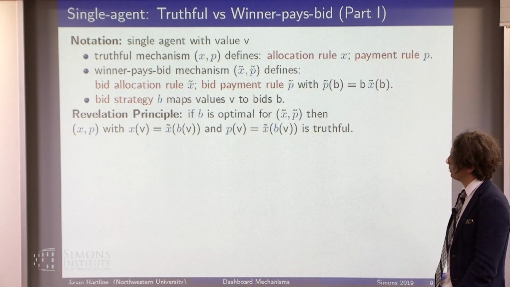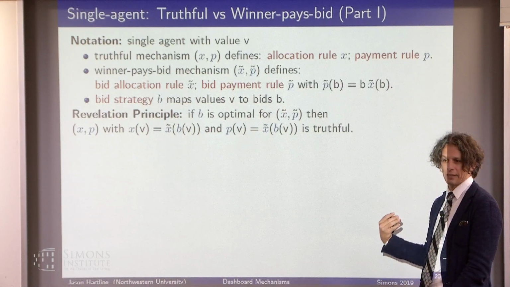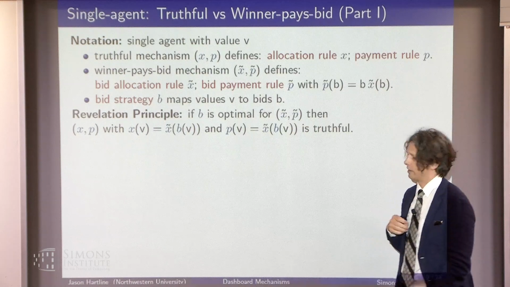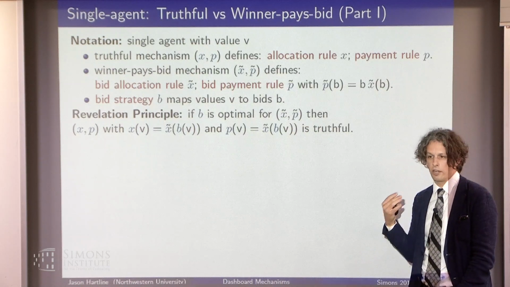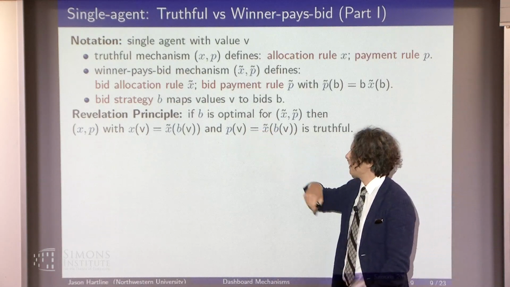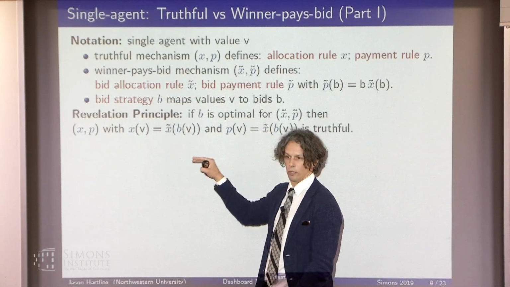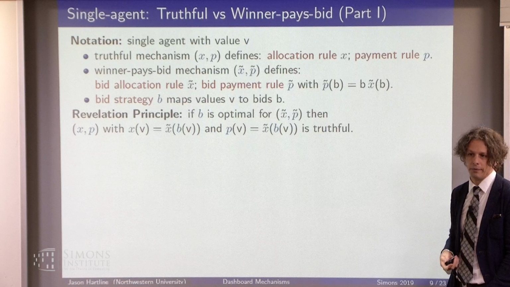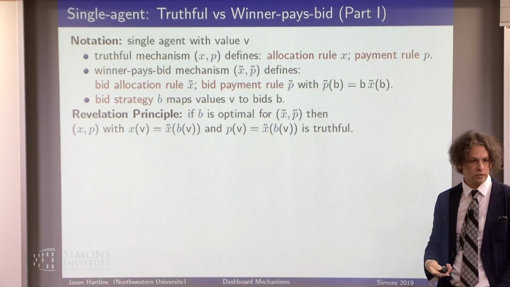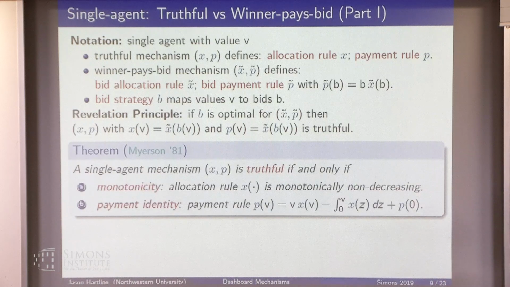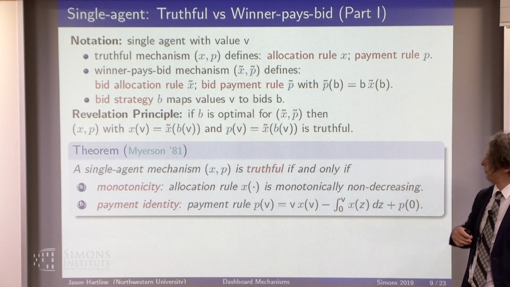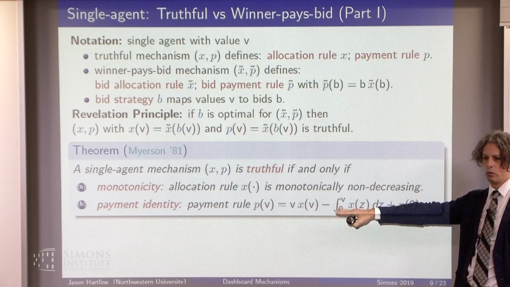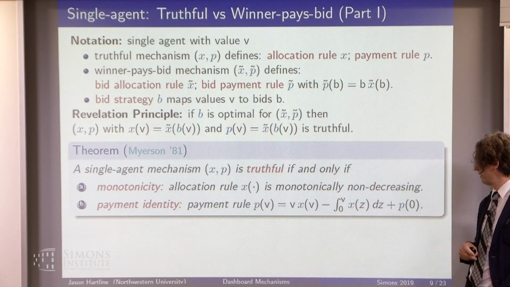And then the revelation principle is pretty nice. It tells me that if I understand truthful mechanisms, I also understand winner-pays-bid mechanisms, because this x tilde, p tilde can only be a non-truthful mechanism in equilibrium with bids b if, when I compose it with my bid strategy, I get a truthful mechanism. Now I can use the characterization of truthful equilibria to understand what's possible. A mechanism is truthful if and only if x is monotonically non-decreasing and the payment rule satisfies the payment identity of Roger Myerson.